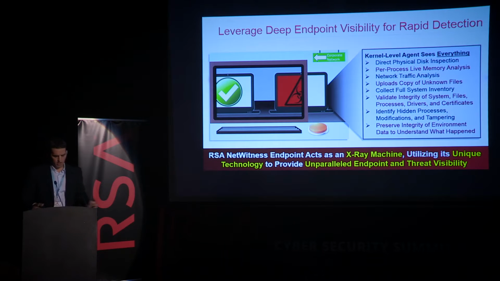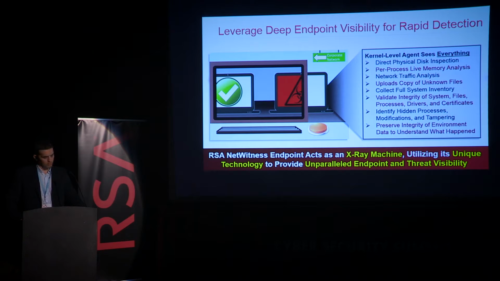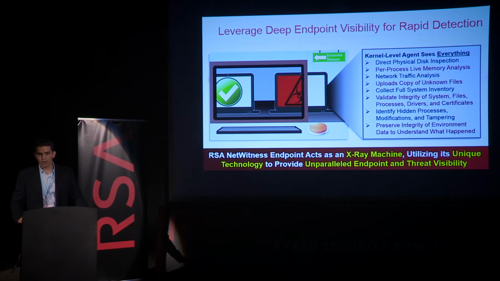The RSA Net Witness Endpoint is like an X-ray machine. We install the agent, and then we utilize a unique technology that we have to see everything on the endpoint. And when we say everything, it is what you see on the right side of the screen: we are doing direct physical disk inspection, live memory analysis, and we can also do network traffic analysis. Everything is collected, from full system inventory to any files copied to the endpoint. We can detect and analyze that, and identify hidden processes or anything that is modified.